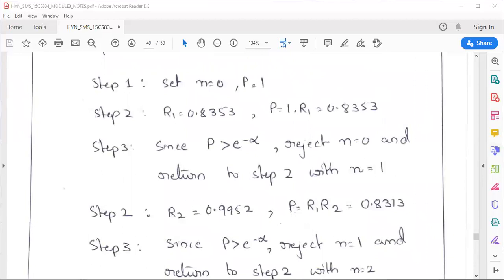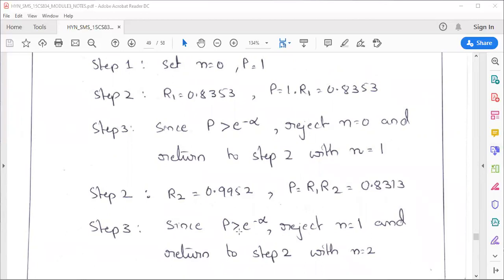Again, I will multiply p is equal to p into Rn plus 1. Since I am rejecting, I will take the previous value of p. If you are accepting, then you have to stop. Whenever you are rejecting, you should take the previous value of p. Why are we doing this? Because if we multiply, then I will be able to reduce this value and we can accept it. So you can see here, we have to go back to this step. We have to multiply 0.8353 with 0.9952. So p will be equal to R1 into R2, 0.8353 into 0.9952. I will get it as 0.8313.